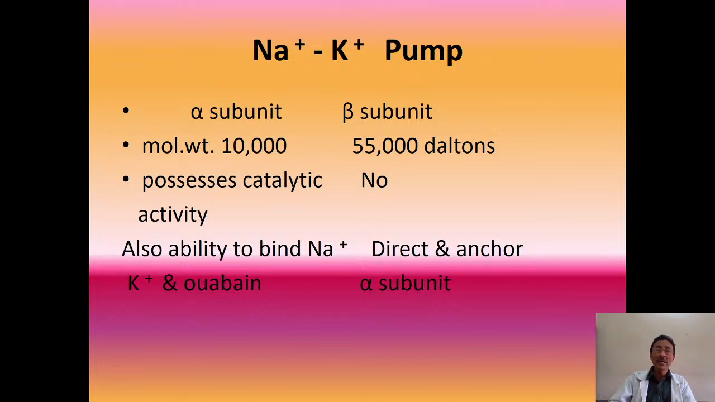Whereas the beta subunit does not have any catalytic activity. It just acts as an anchor, directly to the cell membrane and to the alpha subunit. So basically remember that there are two subunits, an alpha subunit and a beta subunit. The alpha subunit possesses the catalytic activity, that is, the breakdown of ATP is present there, and it also has the ability to bind to the sodium and potassium ions, whereas the beta subunit only acts as an anchor. It helps in binding the alpha subunit to itself and then to the cell membrane.